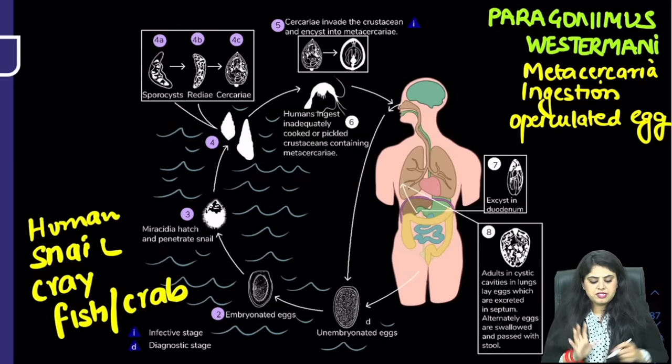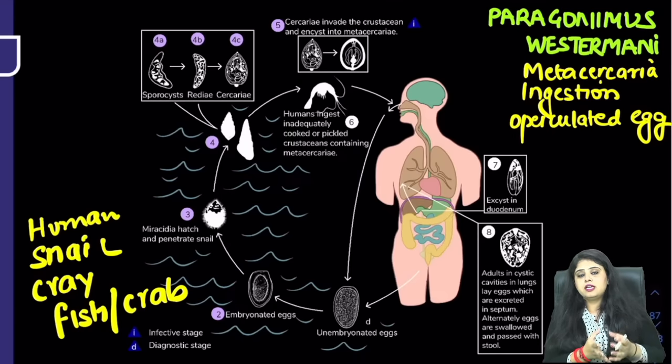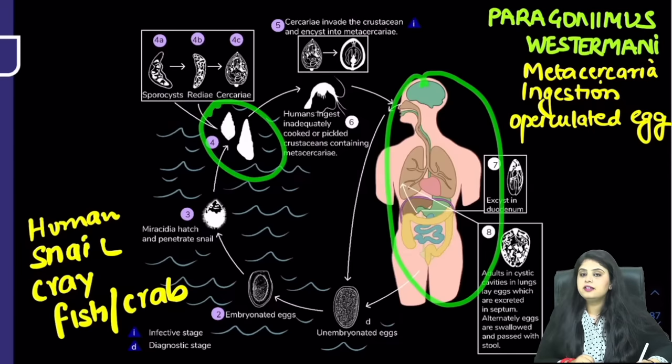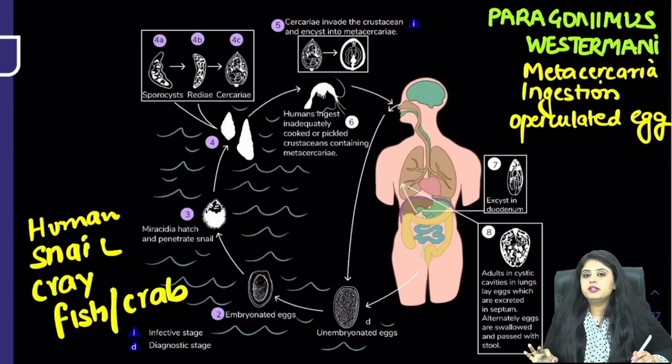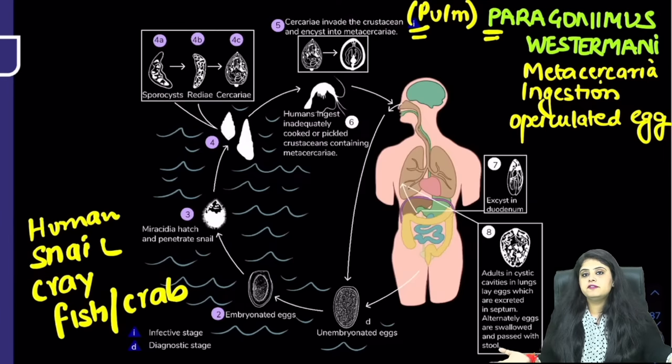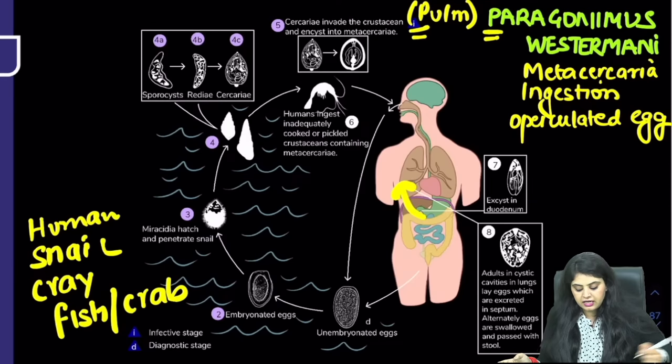By chance, if you didn't understand, ma'am, I didn't understand the photo at all. I did not understand whether it is a fish, crab, or crayfish. So then I realized that at least there is a human being, there is a snail. The family is trematodes, that is certain. Then I realized that over here they've given involvement of lungs, which is the only fluke which is going to have pulmonary involvement. Paragonimus is a pulmonary fluke, so the only one where lungs will be mentioned, that is a big hint. That is why eggs are coming in the sputum also.